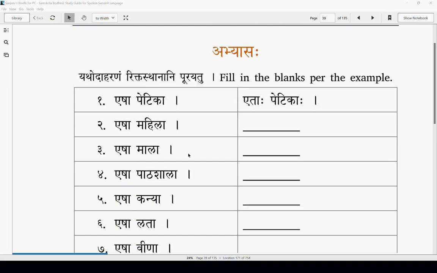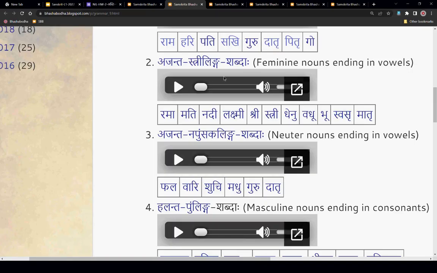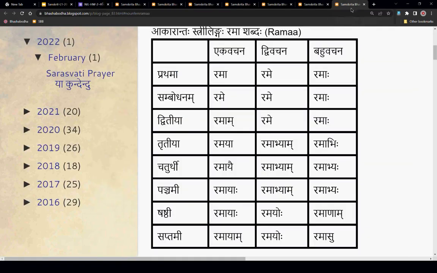So, some exercises are there. I guess those should be easy. Just add the Visarga, it becomes Bahuvachanam. If you're interested, look at the table here: Rama, ending in A, Strilinga, feminine. If you look at this Strilinga table ending in A, you can easily find it here. Rama, Rame, Ramaha. In the Bahuvachanam, it's just adding the Visarga.